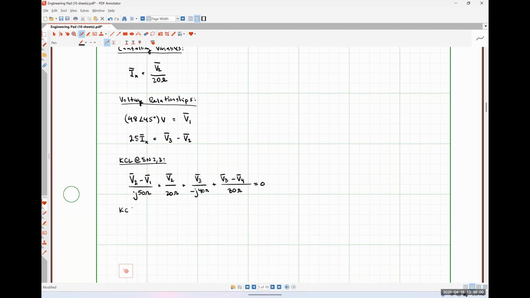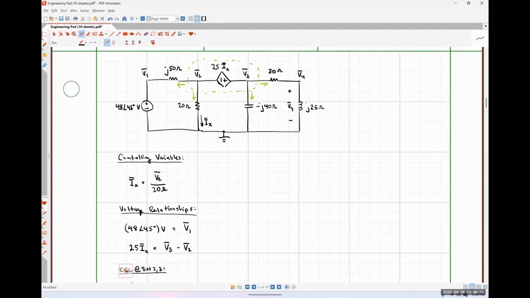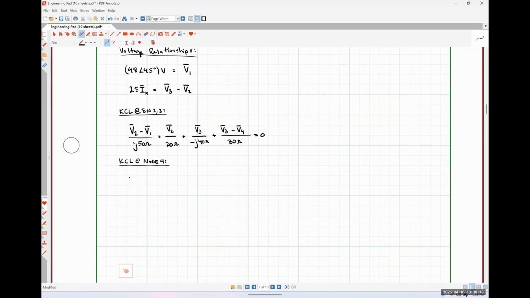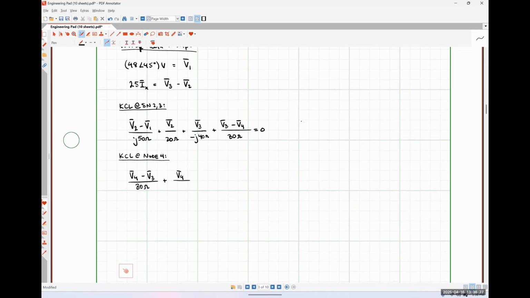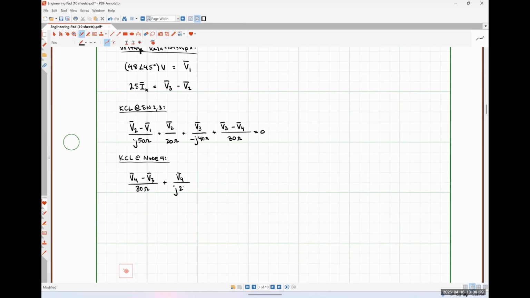And then my last equation should be KCL at node 4. So that's going to look like V4 minus V3 over 30, plus V4 over, let's see, what was that guy? J25. Is equal to 0. And now I have a 5 equation, 5 unknown system.